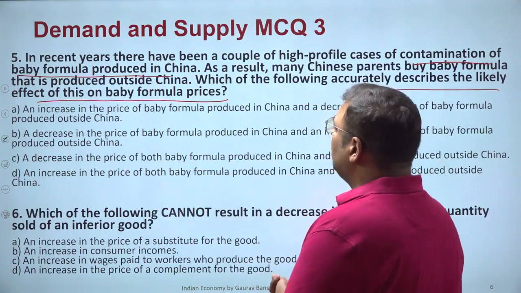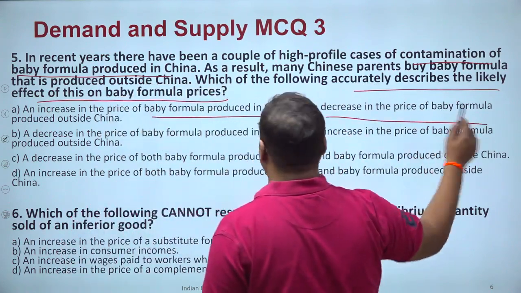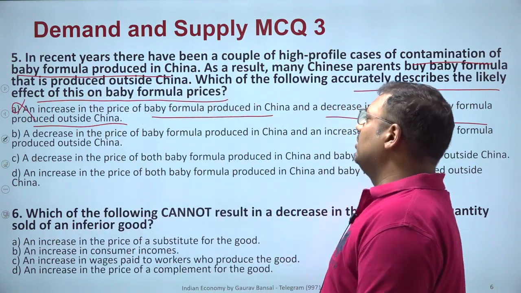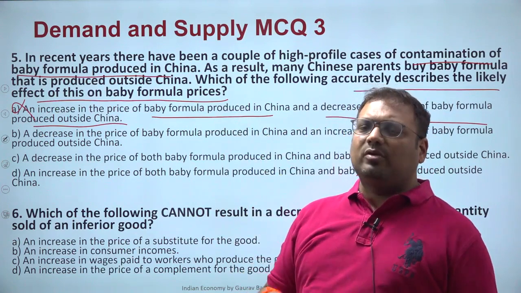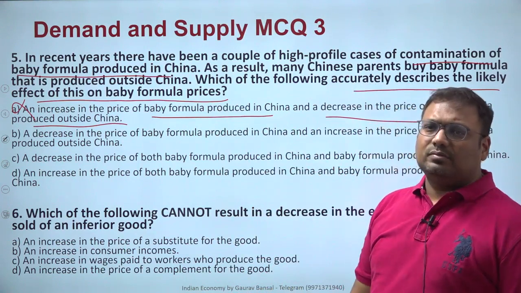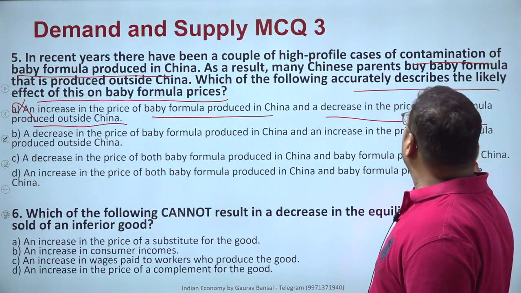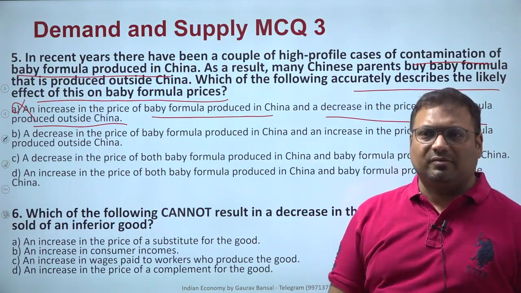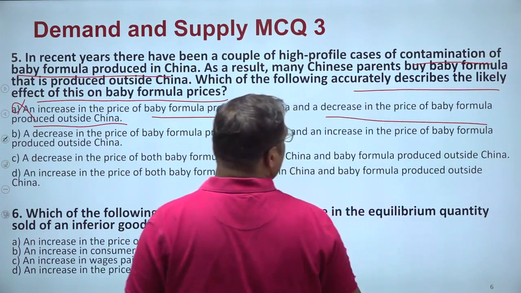Now let us look at the options. An increase in the price of baby formula produced in China and a decrease in the price of baby formula produced outside China. No, this is exactly the opposite of what is going to happen. Okay, because demand for Chinese baby formula is less, its price will fall, and for the foreign products, because their demand will rise, their price will rise. This answer will come from equilibrium. Okay, for this we need to know the equilibrium.